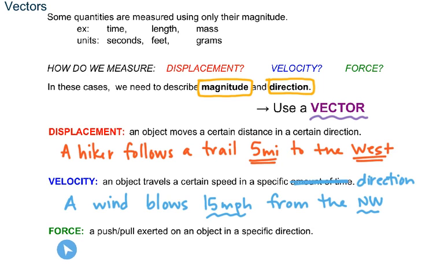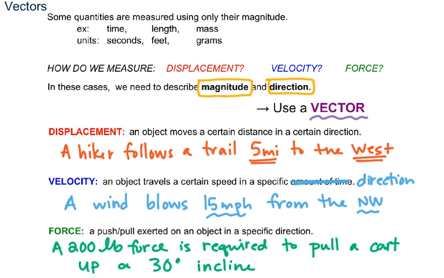And then we have a force. A force could be a push or a pull, but again, exerted on an object in a specific direction. So here specifically, we could say a 200-pound force is required to pull that cart in the direction up the 30-degree incline.